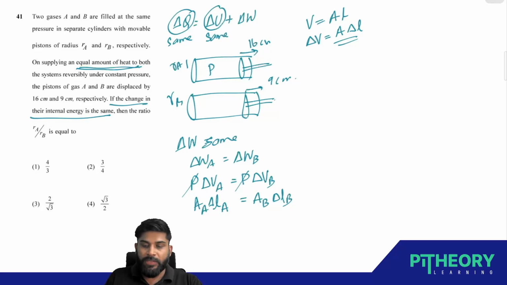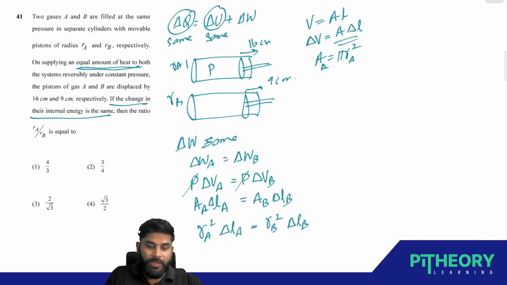Now this area is nothing but pi r square. In the case of A, it will be RA, and in the case of B, RB. So pi we can cancel on both sides. We can write RA square into delta LA equals RB square into delta LB. Here what we need to find is RA by RB only. So RA by RB the whole square, what will that be?